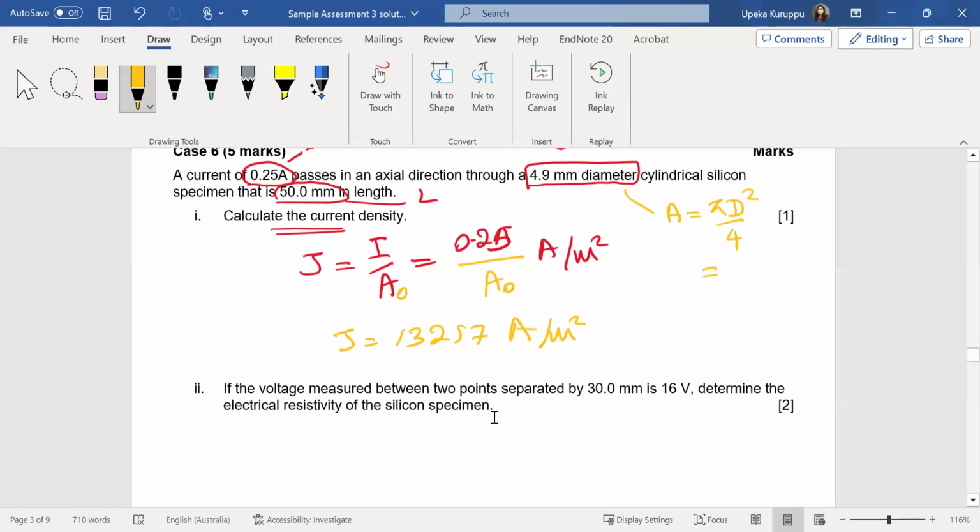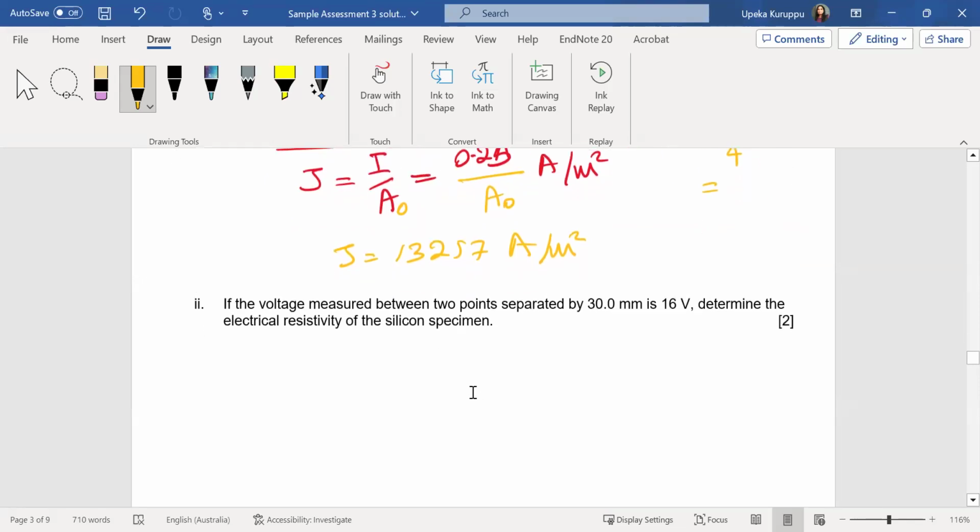Next one. If the voltage measured between 2 points separated by 30 millimeters is 16 volts, determine the electrical resistivity of the silicon specimen. So they are asking about the resistivity. Do you remember what is resistivity? It is a material property. Resistivity is equal to resistance times what? We did the practical last week. Area divided by length. Is this right? Can you check your equation sheet, please? Okay, so you can find the resistivity if you know the resistance, area, and L.